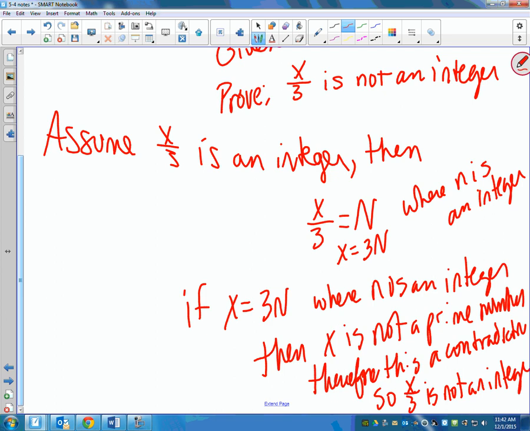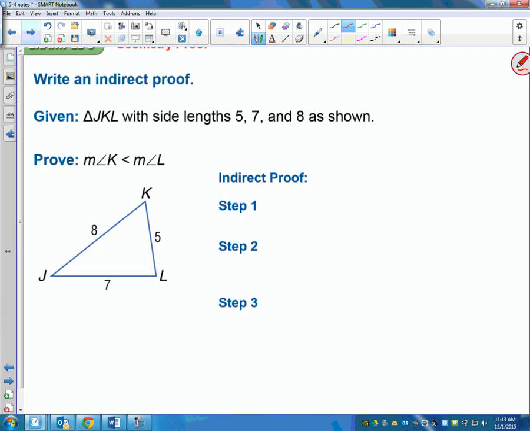Let's look at the triangle one, because I promised that it's going to be better. Yes. Someday, if you go to college, you can do that stuff. We'll do the next one. This is more our cup of tea.